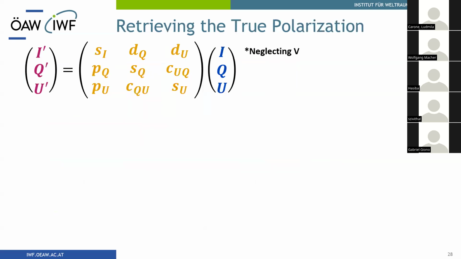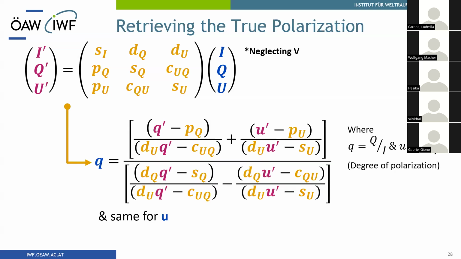So to retrieve the true polarization, here I'm neglecting V. Again, the colors: we want to retrieve this vector. We measure this one. This we might know from the lab, the calibration. You can do some algebra. You can also write small q as big Q divided by I, so it's the degree of polarization. You get this expression. It's just algebra. Same for U. And this is the formula you might use to say, okay, I measure Q prime, which is the vector. I know all my parameters for my matrix, and I can get the real polarization back.